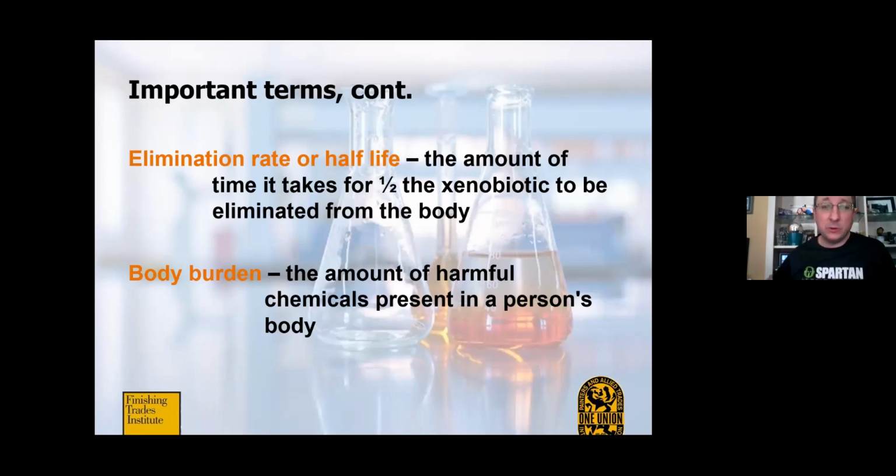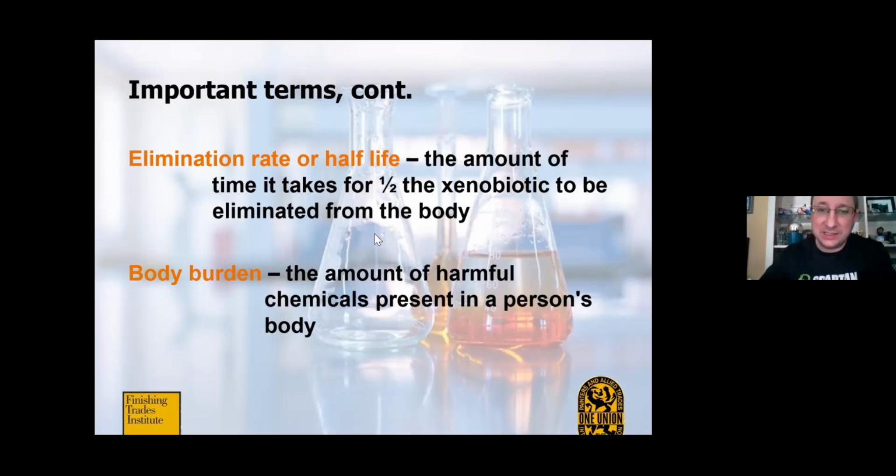So here are some important terms. Elimination rate is the amount of time it takes for half of the xenobiotic or toxicant to be eliminated from the body. Body burden is the amount of harmful chemical that is left inside a person's body. We take in a chemical, some of it leaves our system and some of it stays behind. The amount that stays behind can affect us long term, and as the chemical is on its way out of our system, it can also cause damage.